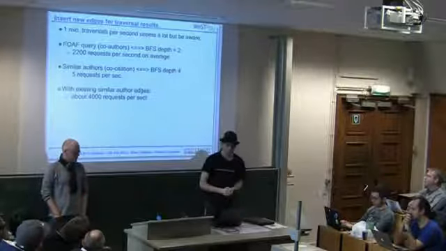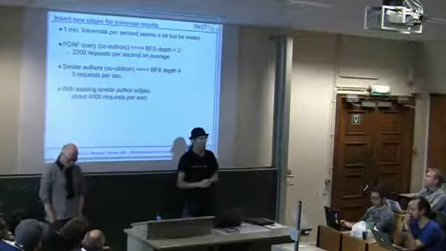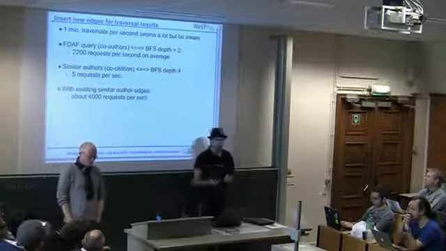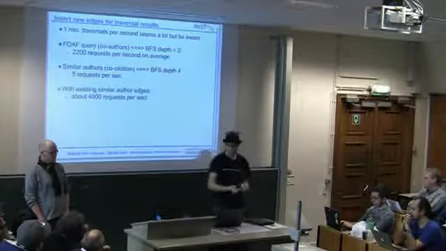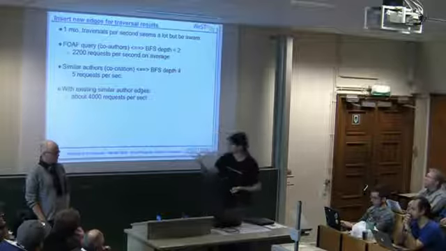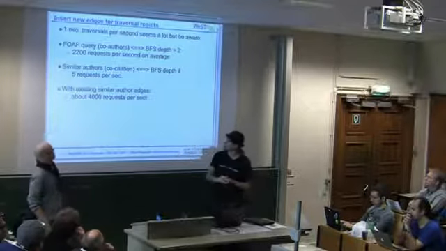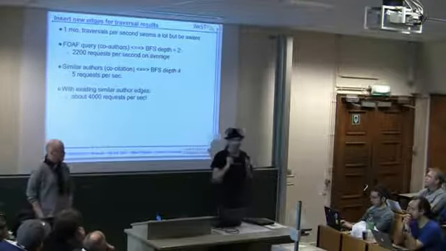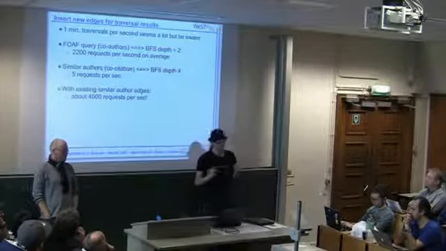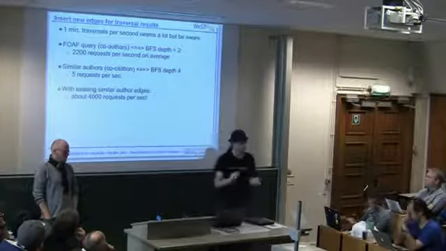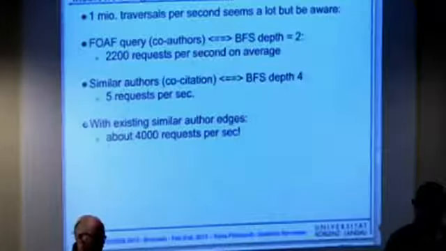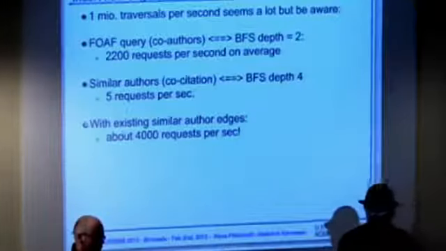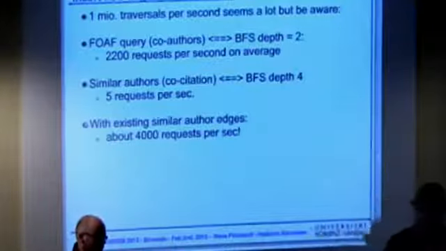Another lesson that we learned is that even though 1 million traversals, which are basically joins, seems like a lot, you have to look out. With 1 million traversal steps, as I just saw from the benchmark, I can handle 2,200 requests per second for a co-authorship relationship. But as I said, similar authors is a breadth first search of depth 4, and those things grow exponentially, so there are only like 5 requests left per second. So what do we do on these kinds of graphs?